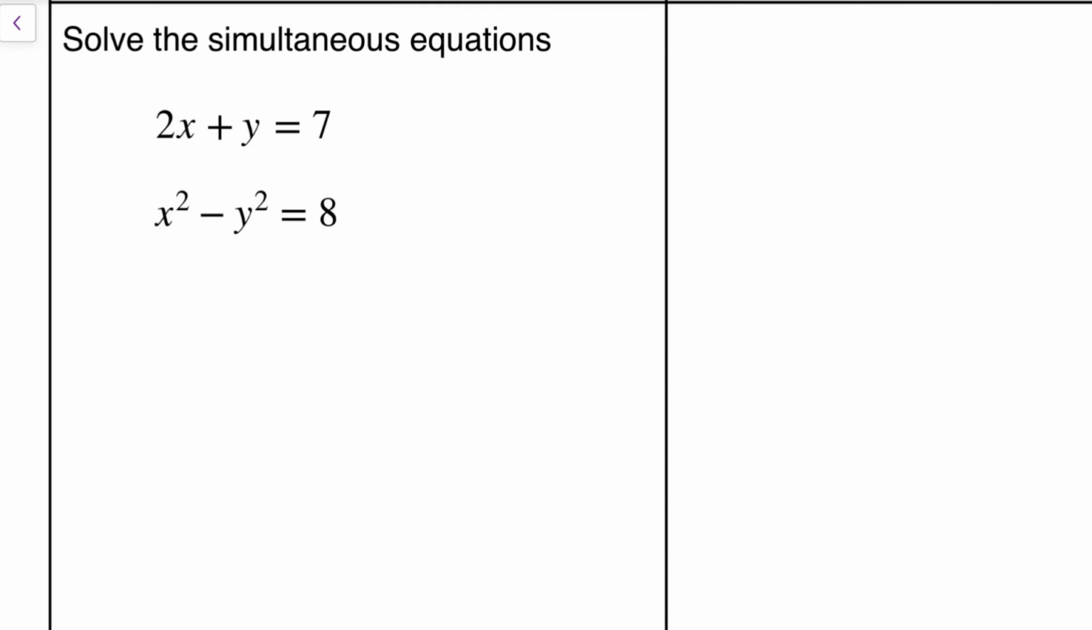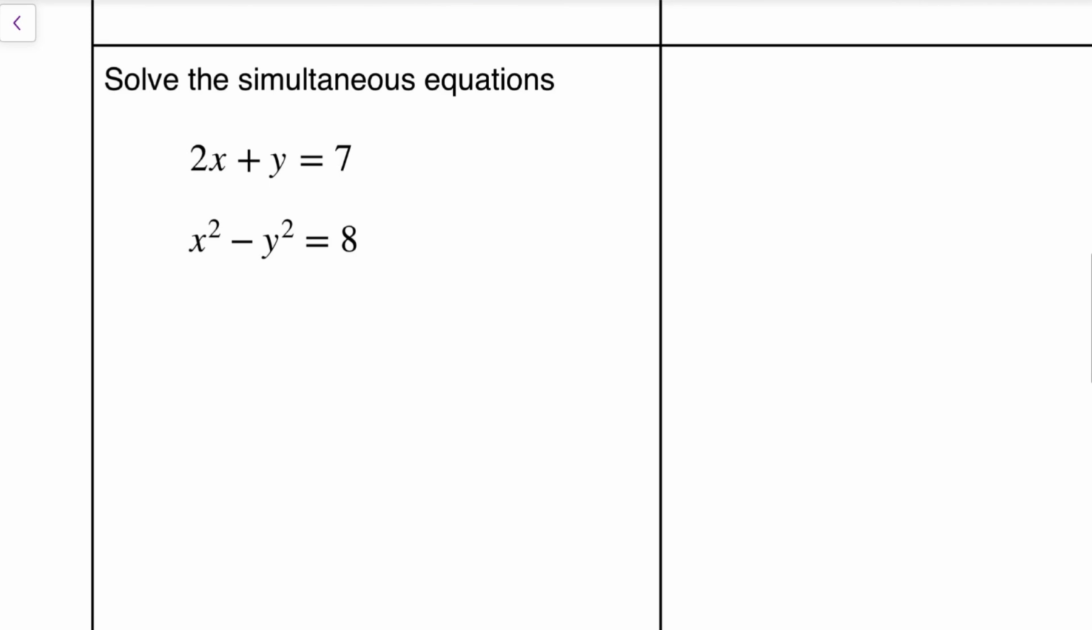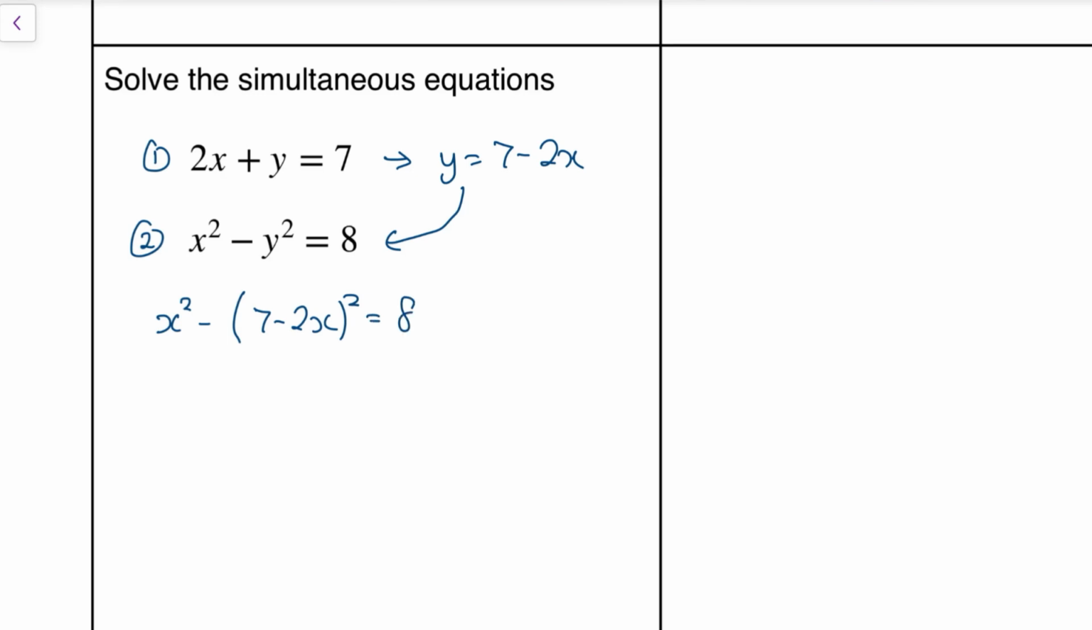Next question. Solve the simultaneous equations. Again, when you have a question, just 2 seconds, just think about what you've got. I've got a linear equation and I've got a non-linear equation. So I'm going to rearrange the linear one to say that y equals 7 minus 2x. And I'm going to put that into the non-linear one, which is going to tell me that x squared minus (7 minus 2x) squared is equal to 8.